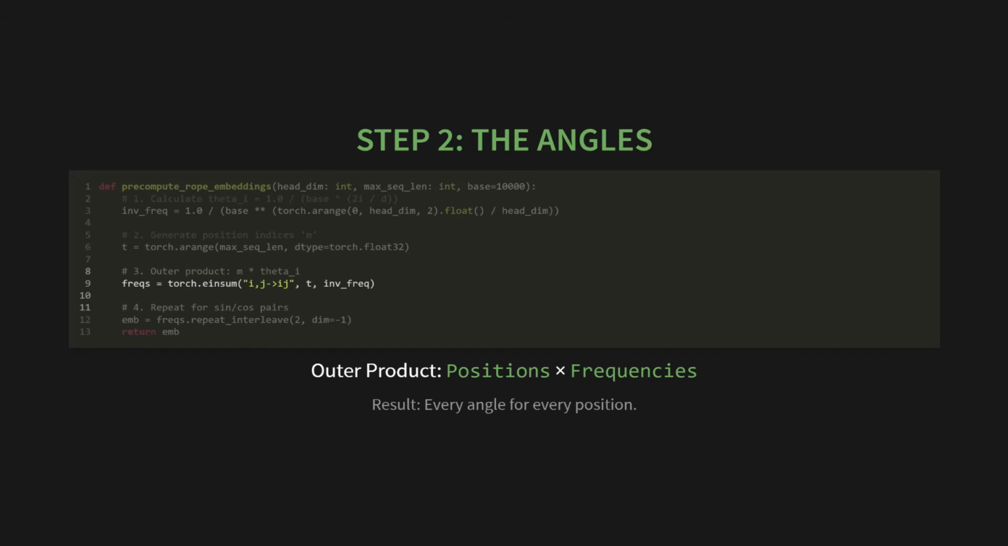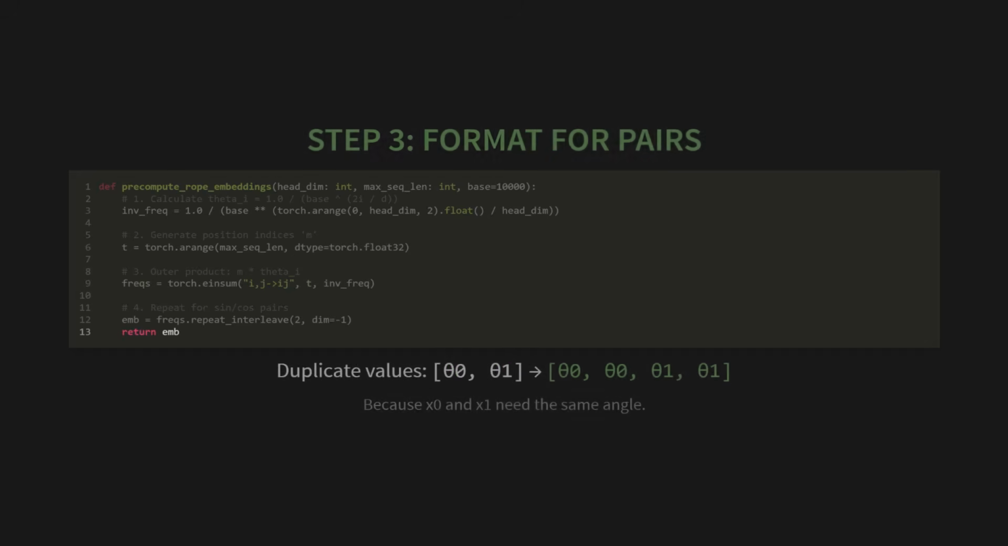The result is a big table that contains every single angle for every position for every dimension pair. It's all pre-calculated. But we have one final step. We need to format this for our vector pairs. Remember, x0 and x1 both need the same rotation angle. So we use repeat interleave to duplicate the values. An angle list that looks like theta 0, theta 1 becomes theta 0, theta 0, theta 1, theta 1. And now our lookup table is complete.